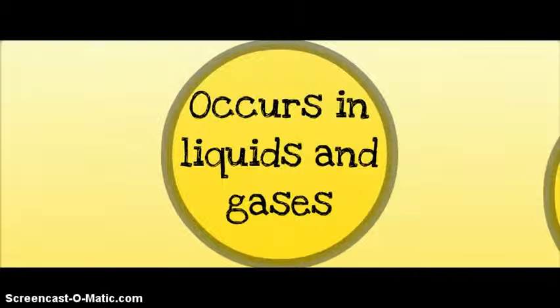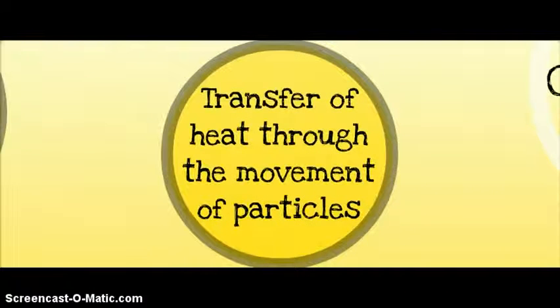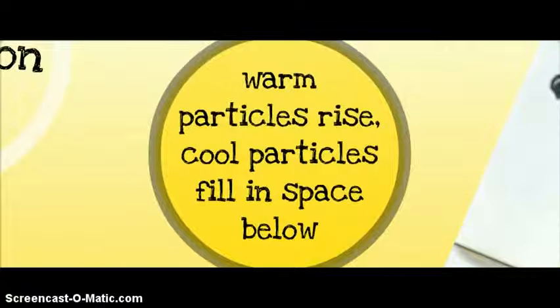Convection, unlike conduction, occurs in liquids and gases. It is the transfer of heat through the movement of particles. Warm particles rise, cool particles fill in the space below. So this is a circular motion. Think about a house. Have you ever noticed that maybe upstairs or in an attic it gets warmer? That's because the warm air rises, and it's usually colder downstairs.